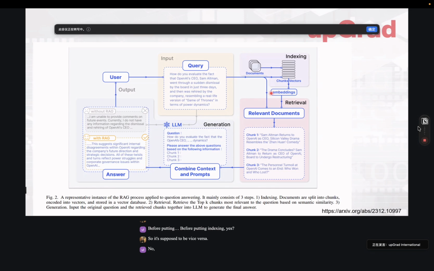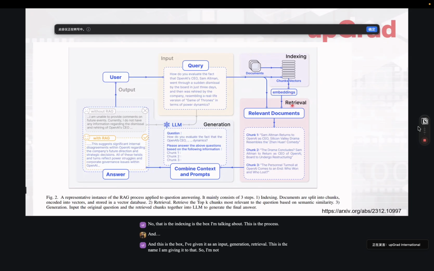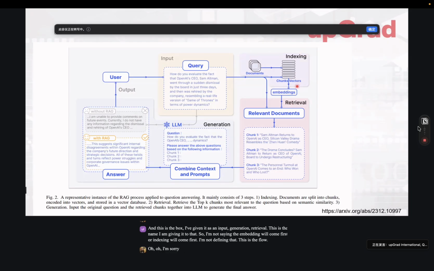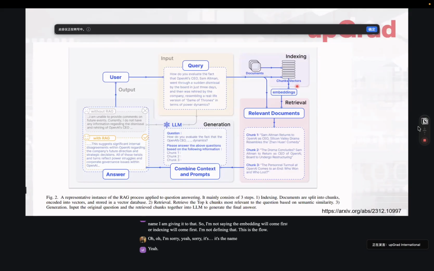No, indexing is the box I am talking about. This is the process, and this is the box I have given as an input: generation, retrieval. This is the name I am giving to that. So I am not saying the embedding will come first or indexing will come first. I am not defining that. Oh, I see, it's the name of the box. Sorry. Okay.